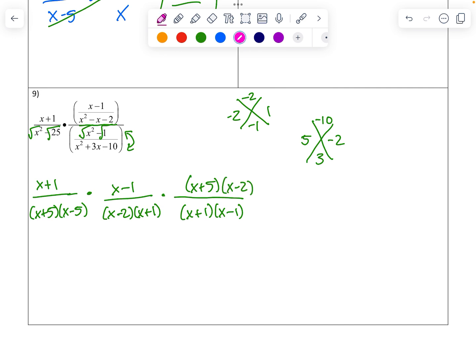So across all 3 fractions, we can look at the tops and the bottoms and see what would simplify. So I see an x plus 5 and x plus 5, an x plus 1 and x plus 1, x minus 1, x minus 1, x minus 2, x minus 2. The whole top is gone. Okay, so remember, when the whole top goes away, there's an invisible 1 on the top. So the 1 stays on the top, and the x minus 5 has to stay on the bottom, and the x plus 1 has to stay on the bottom.